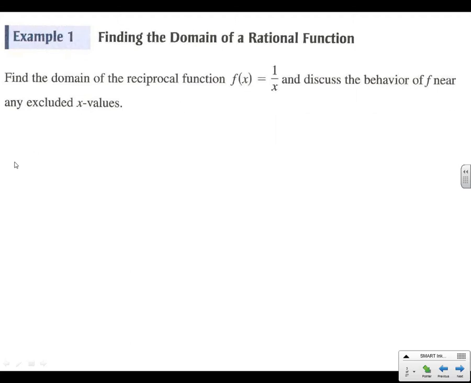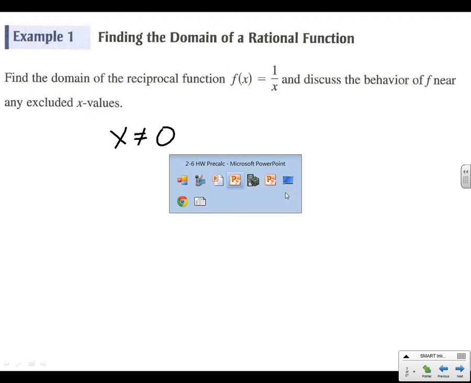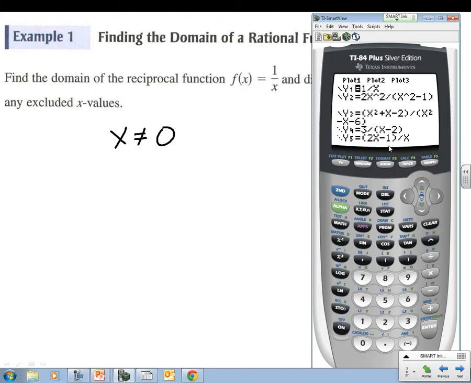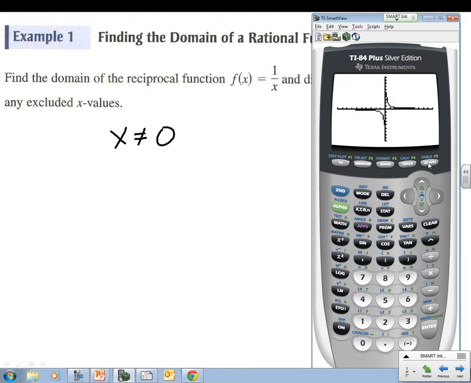So let's look at example 1. f of x equals 1 over x. So let's find the domain here. So we know right away the domain is x is all real numbers except for x cannot equal 0. But now we want to figure out what's going on when we're getting close to 0. So I'm going to go ahead and bring up the graph here. I've already gone through, I actually put in all the equations that we're going to need in this section just as a time saver. So here's the first one.